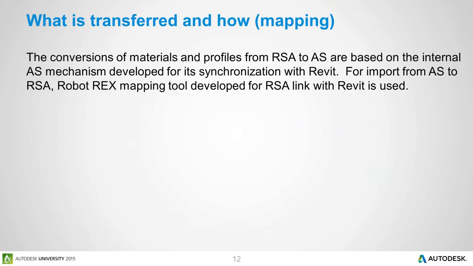The conversions of materials and profiles from Robot to Advanced Steel are based on the internal Advanced Steel mechanism developed for Advanced Steel data exchange with Revit, whereas for input from Advanced Steel to Robot, the Robot extension mapping tool developed for the Robot to Revit link is used instead.